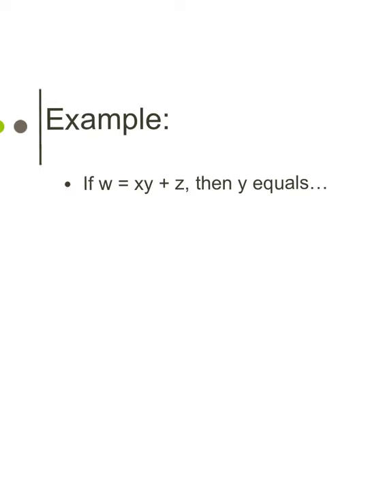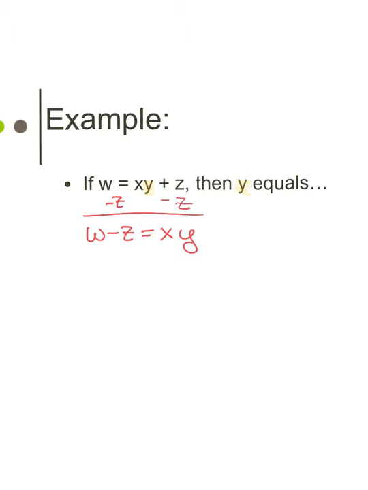Next one, it says if w equals xy plus z, then y equals. So again, that means I want the y by itself. So the first thing that I'm going to do is add or subtract. So here, if I minus z from both sides, that helps me get the y by itself. I cannot combine a w and a z, so w minus z equals xy.